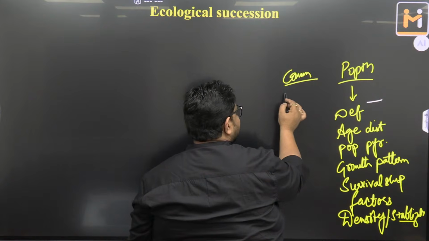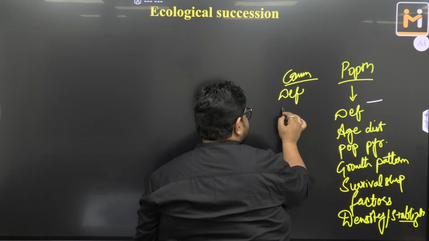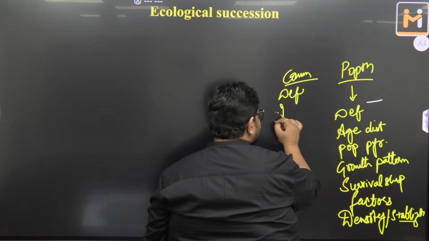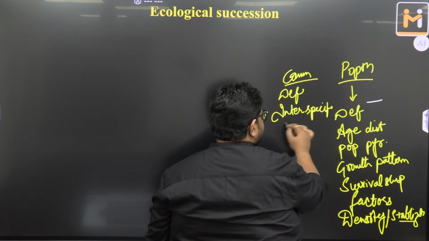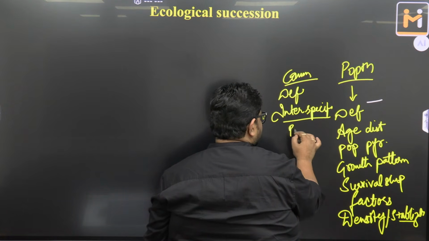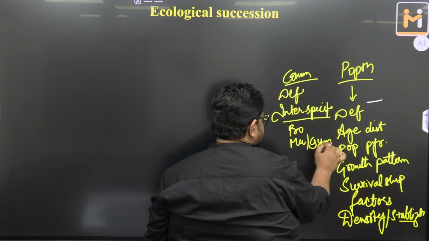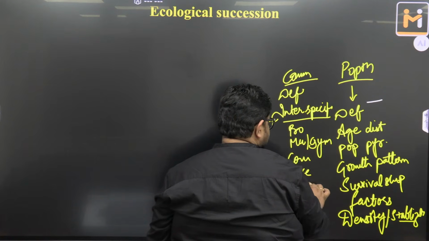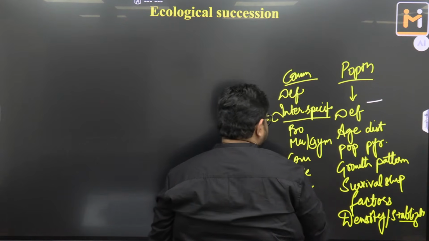Community we started with, okay, definition and meaning of what is community. Then community interspecific interactions. So in that we saw very quickly, proto-cooperation, mutualism or symbiosis, competition, predation, parasitism, amensalism, commensalism.